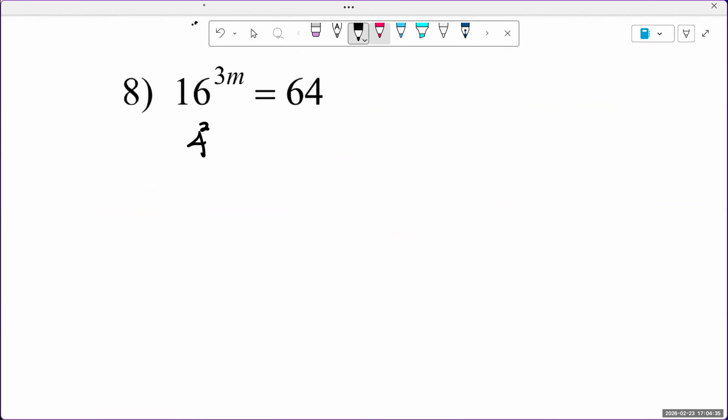So 4 squared is 16, and it has an exponent of 3m. And 4 cubed equals 64. Okay, these are superpowers, so I multiply them. 6m is equal to 3. Divide by 6. Leave the answer as a reduced fraction, 1/2.